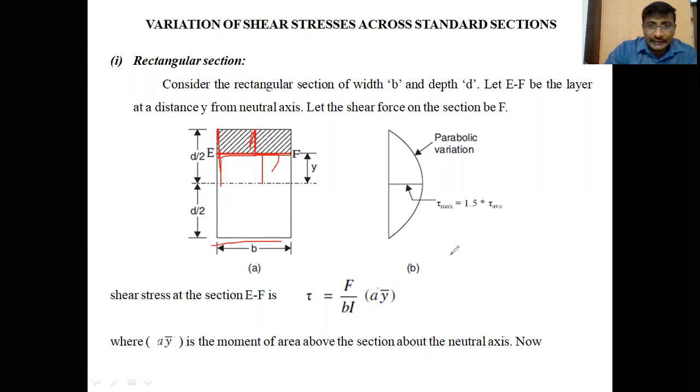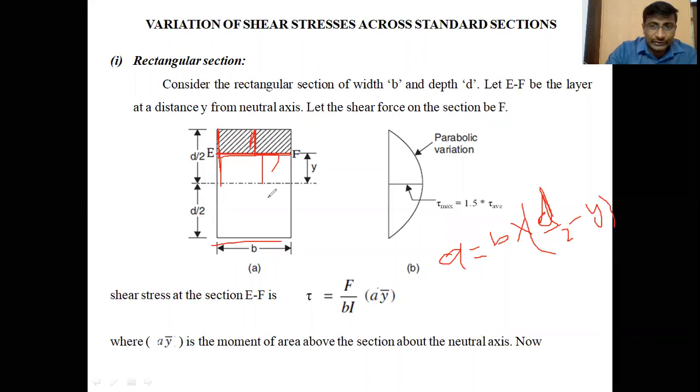Therefore, the area is small a or capital A; we can use whichever, small a or capital A. The area of that shaded portion is breadth into height. The height of the shaded portion is d by 2 minus y. So this is the area in terms of y.